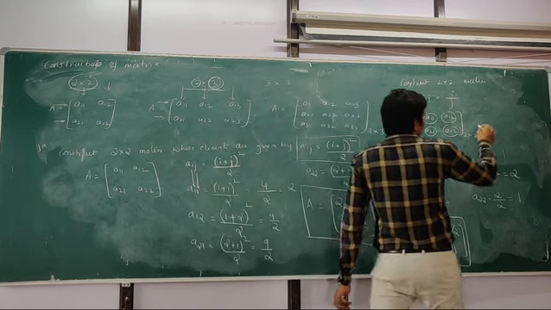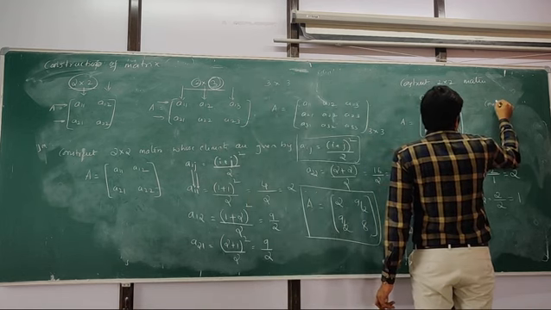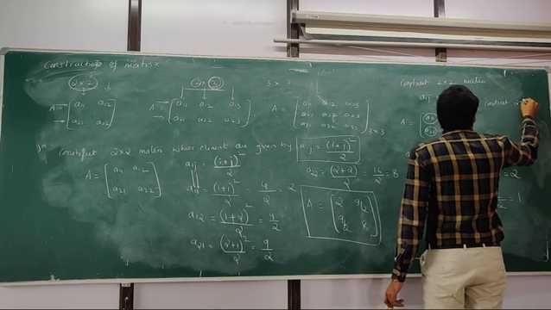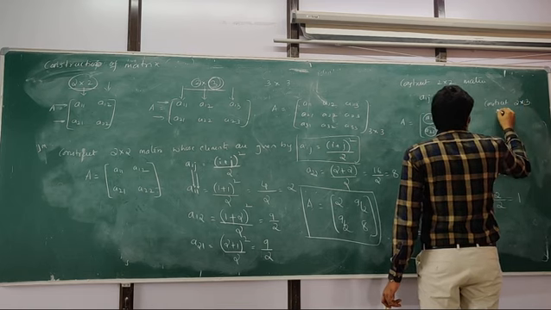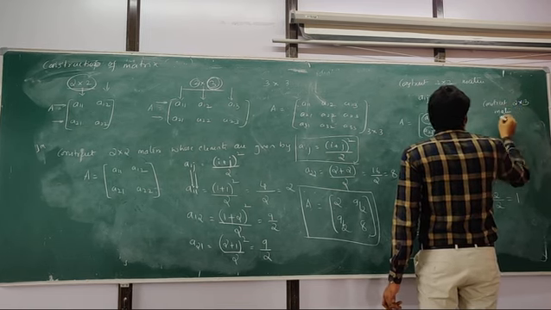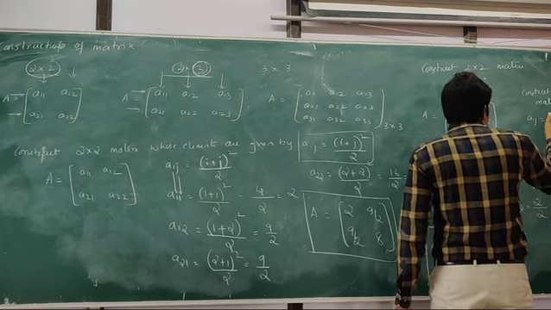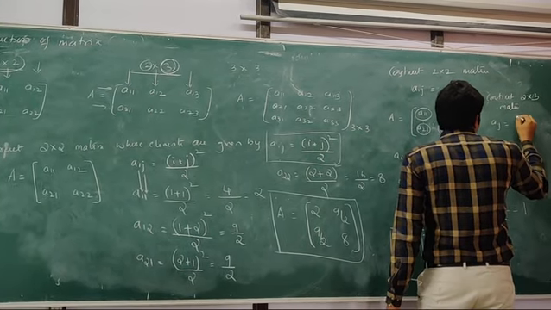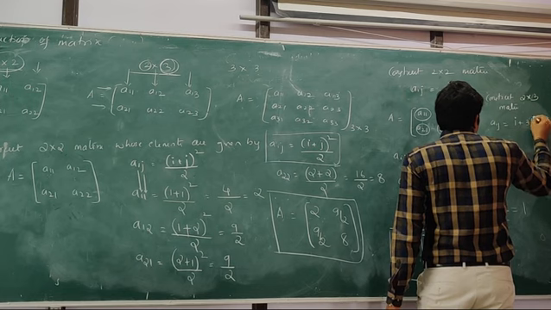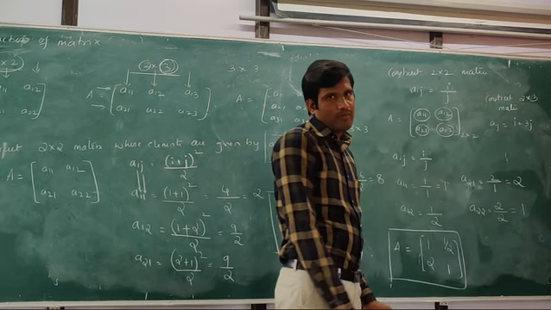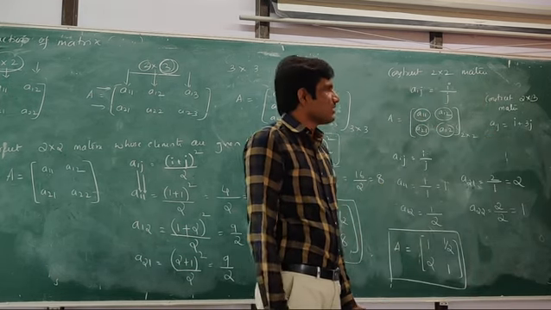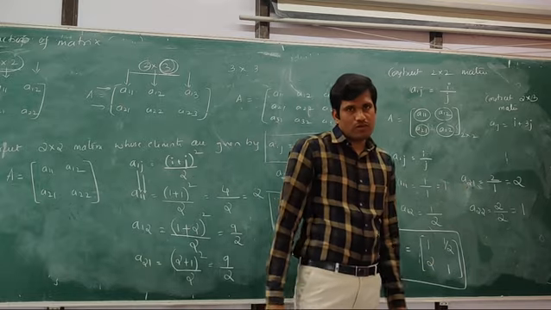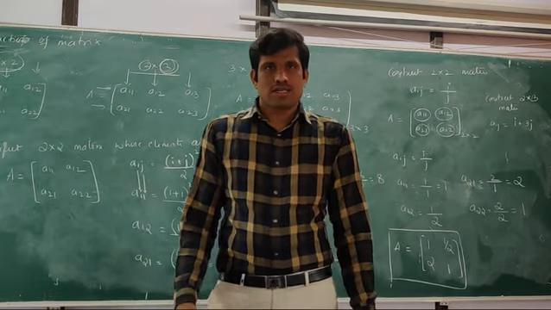So students, try to solve this: construct a 2 cross 3 matrix whose elements are given by Aij equal to i plus 3j. So today's session is over. Just try to solve this problem. The remaining things will continue next.